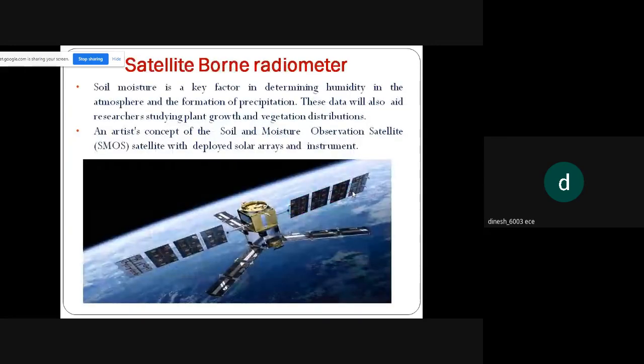Next is the satellite-borne radiometer. The SMOS satellite, which was deployed in space with solar arrays and instruments for soil moisture, which is a key factor in determining humidity in the atmosphere and formation of precipitation.